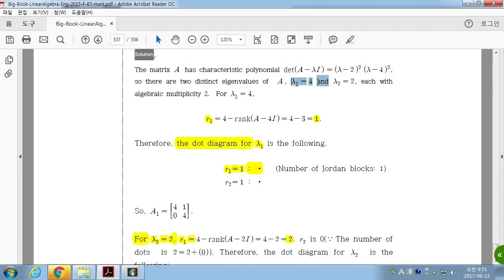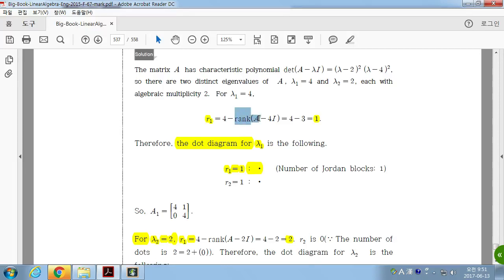Let's say lambda 1 is 4 and lambda 2 is 2. For lambda 1 equal to 4, we can find R1 by using the formula 4 minus the length of A minus lambda 1 I, that you can easily find. Since you do have a tool, if you have a matrix, you can find eigenvalues, then you can find A minus lambda I, and you can find the rank of it.